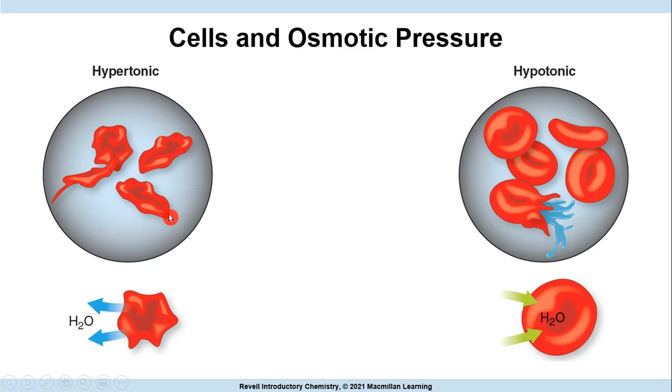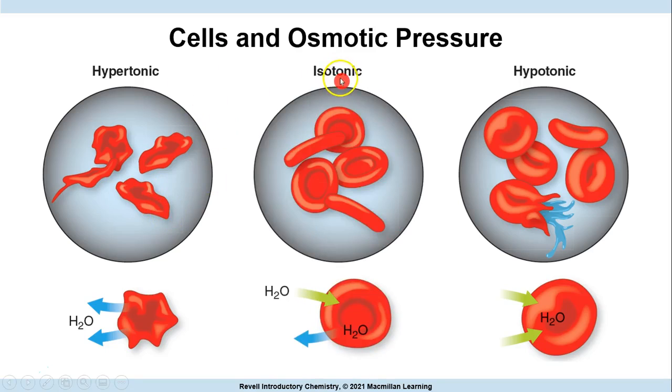Now, what is the ideal situation? The ideal situation is when we have an isotonic solution. For the isotonic solution, the rate at which the water is moving into the cells is the same rate at which the water is moving out of the cells.